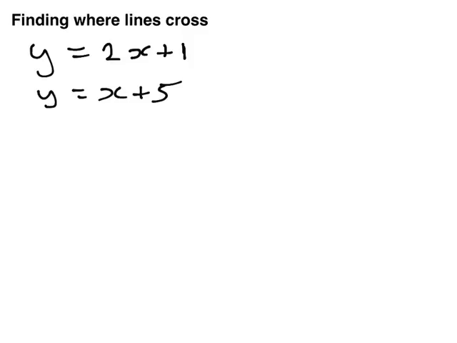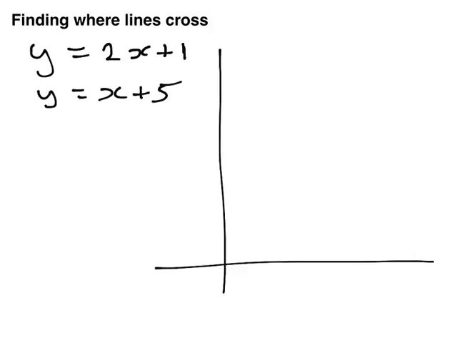Right, so here we are. We're here to look at finding ways of how lines cross, finding the point at which lines cross. Now, here's a couple of lines, nice easy ones. So let's just do a quick sketch, and we can see from our sketch the sort of thing we're trying to find. So we've got two lines, so let's just very quickly sketch them.